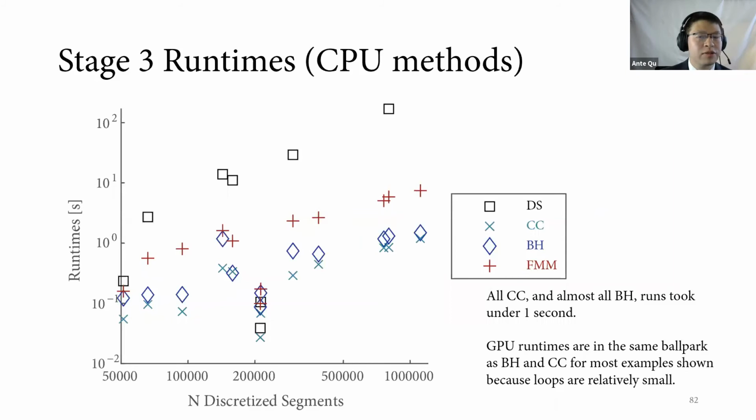Here's a plot of the runtimes for the CPU methods. The green axes are the counting crossings runs, and they're the fastest in most cases. The blue diamonds are Barnes-Hut CPU runs, and it is the second fastest in most cases. As you can see here, most of these have the X and the diamond on the bottom. Both methods finish all these examples in under about a second. The GPU runtimes are actually in the same ballpark as the Barnes-Hut and CC for most examples shown, because these loops are still relatively small. So it's almost the same runtime.